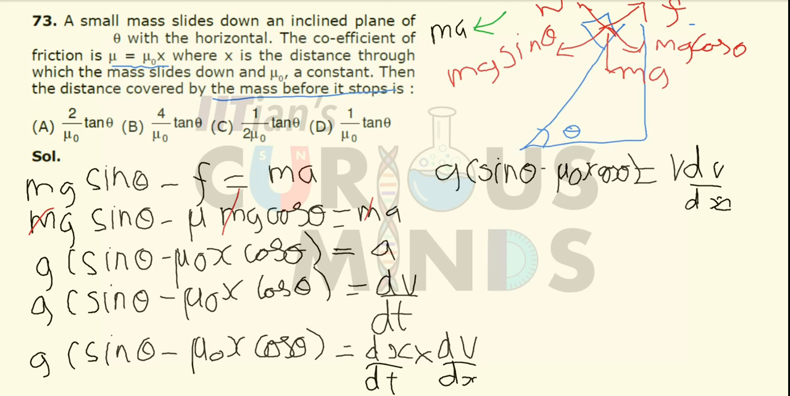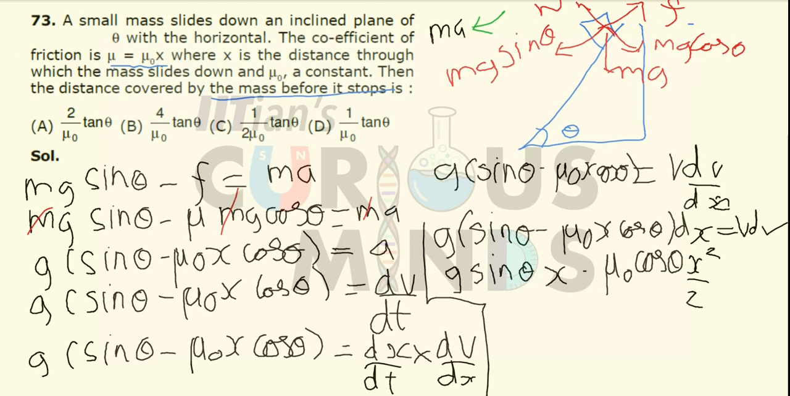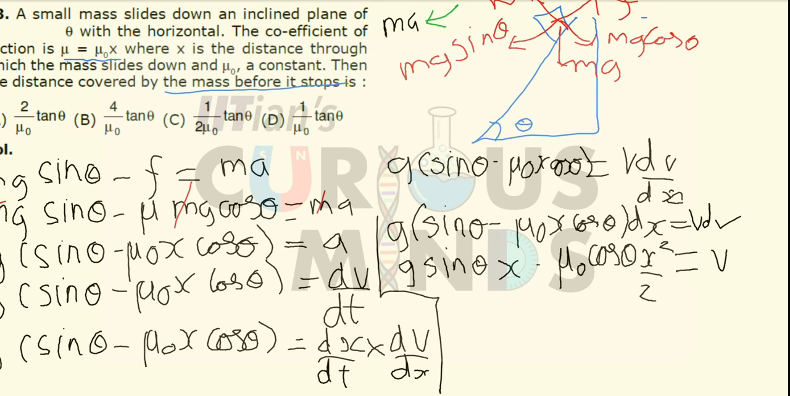So basically I will take dx to the left hand side and integrate. g sin theta minus mu naught x cos theta, dx, will be equal to v dv. I will integrate on both sides. The integration of g sin theta is g sin theta into x, since we are integrating with respect to x, minus mu naught cos theta x square by 2, which will be equal to v square by 2.